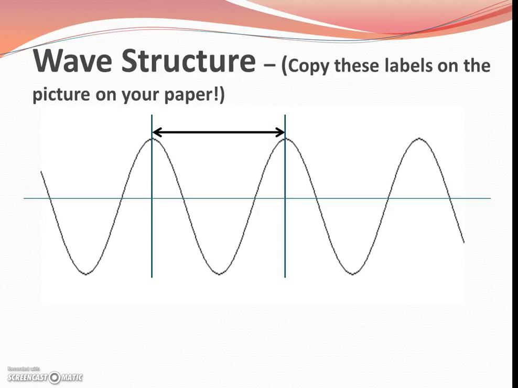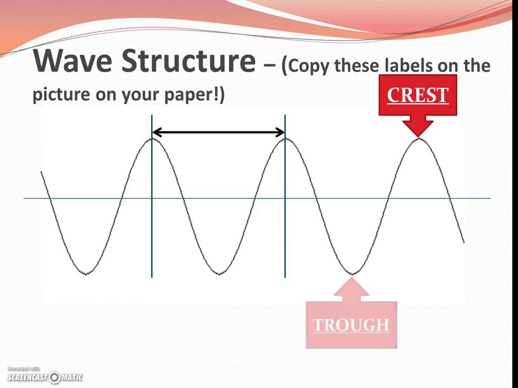Okay, on your paper you have a picture exactly like the one you see here. This is a wave. We're going to go over a wave structure. First, you're going to label the parts of a wave, and then we'll write down their definitions. The first part of the wave is called the crest. The crest is the topmost portion of any wave. The lowest portion of any wave is called the trough.